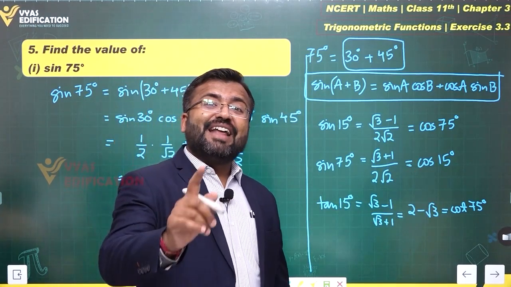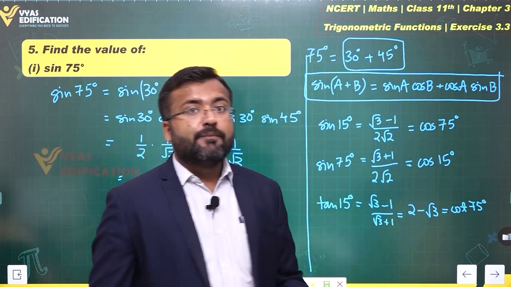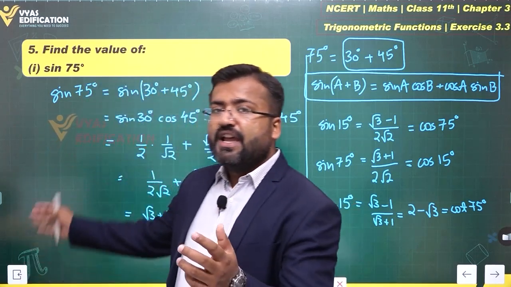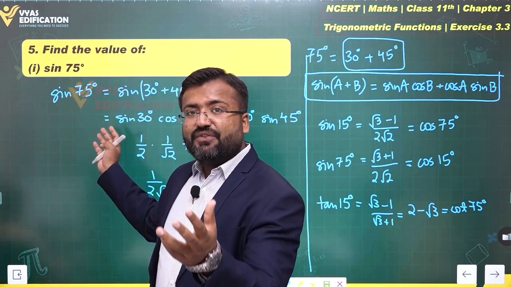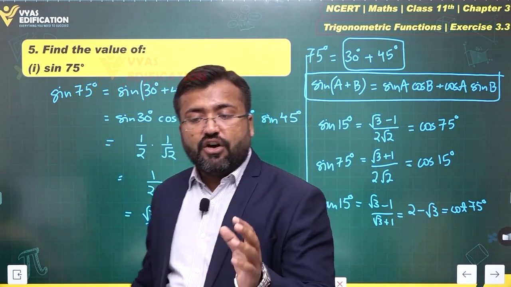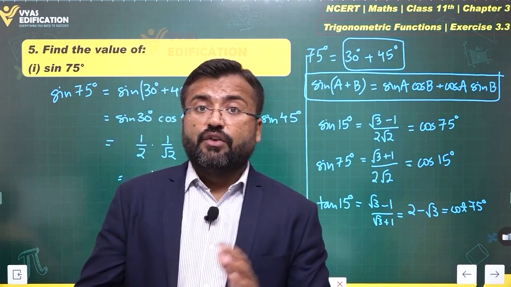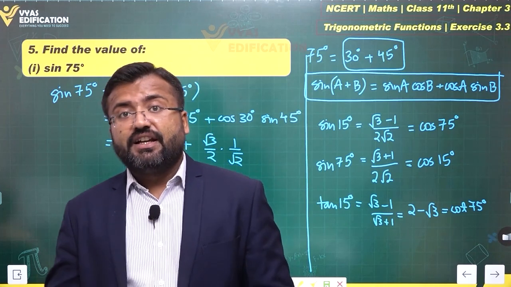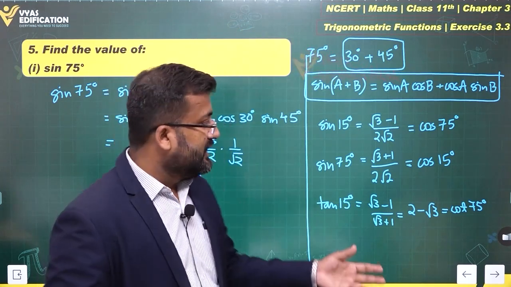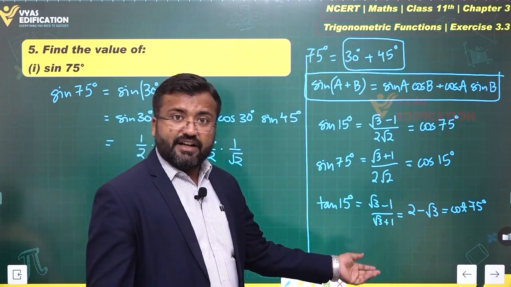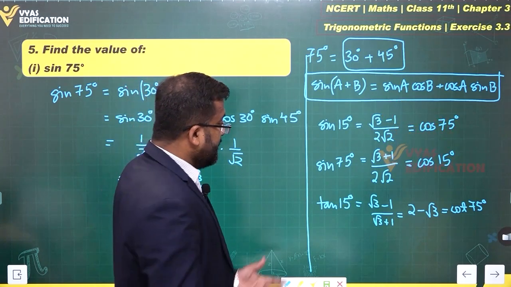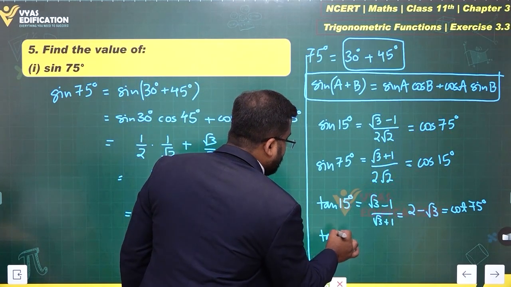Although you can find tan 15 degree directly as well. Tan 15 degree can be found in this manner as well. Tan 15 degree can be written as tan of 45 degree minus 30 degree. We know tan 45 degree, we know tan 30 degree, and we can simplify that to get this value. That will not be difficult, right? Okay. Similarly, can we also find tan 75 degree? Yes.